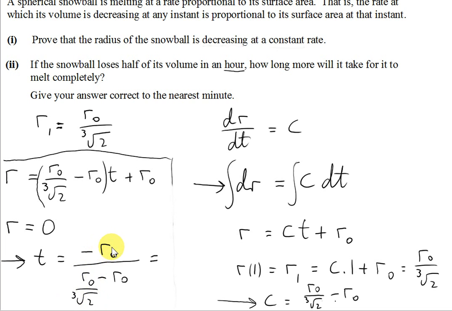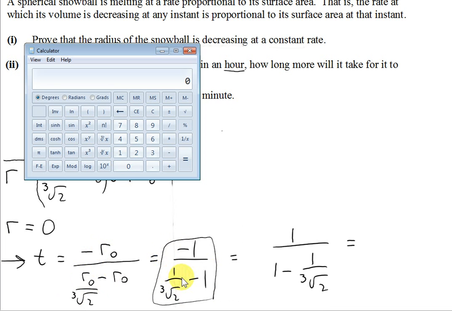Notice that we can divide above and below by r0. If we divide above by r0, we get minus 1. If we divide below by r0, we get 1 over the cubed root of 2 minus 1. So we get a value for t. So I've just changed the signs above and below. So on top we have 1, and we have to divide that by 1 minus 1 divided by the cubed root of 2. So this is what we have.